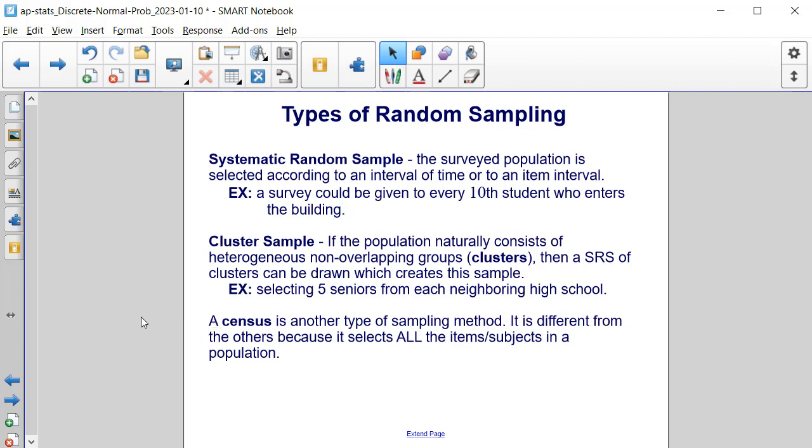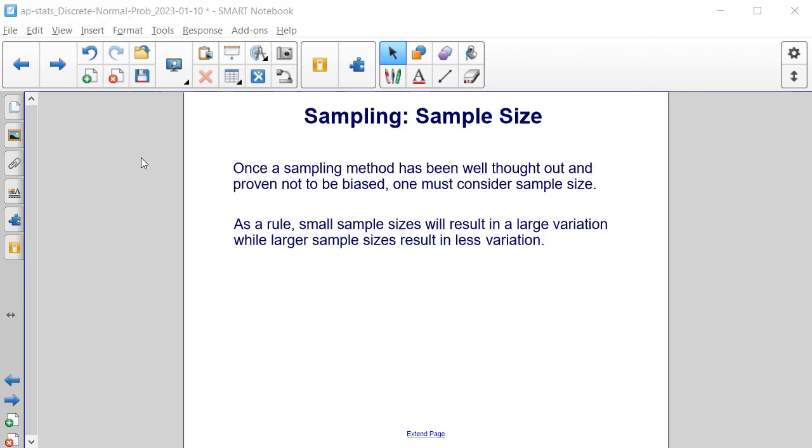A census is another type of sampling method. It is different from the others because it selects all the items or subjects within a population. If you think about our population census that happens every 10 years, we all receive a form that needs to be filled out. So it goes to everyone within the population.